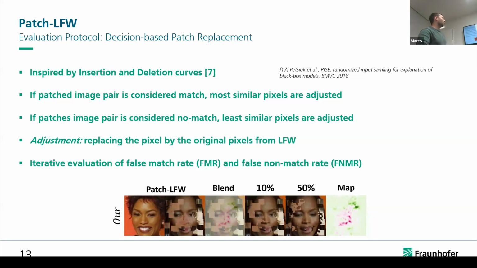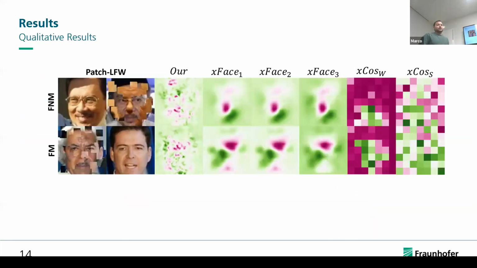how good our model is in pointing at the patches. So let's see some qualitative results and also compare with state of the art. So we have here false non-match, false match. We have our map, and we have state of the art.